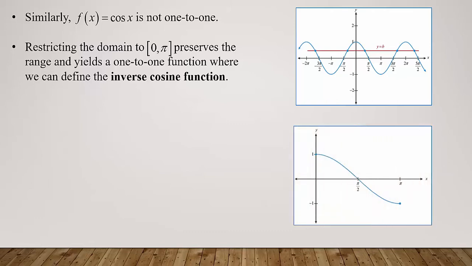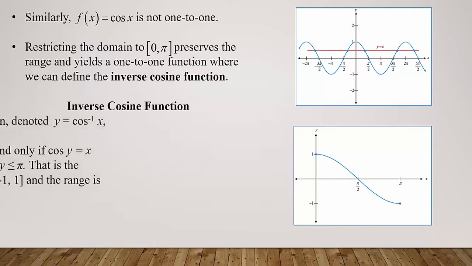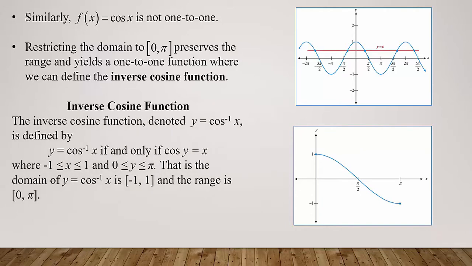So there's the graph of cosine on the restricted domain from 0 to pi, and we can visually see that the range -1 to 1 is preserved. And you should have seen a definition along the following lines back in trigonometry for inverse cosine. So the inverse cosine function, denoted y equals inverse cosine x, is defined by y equals inverse cosine x if and only if cosine of y equals x, where -1 is less than or equal to x is less than or equal to 1, and 0 is less than or equal to y is less than or equal to pi.